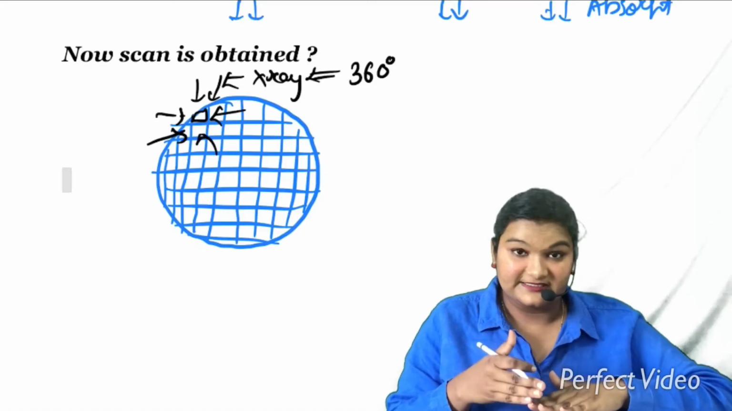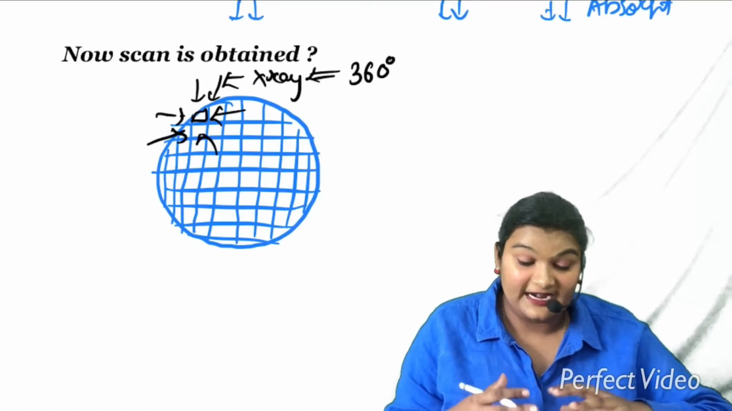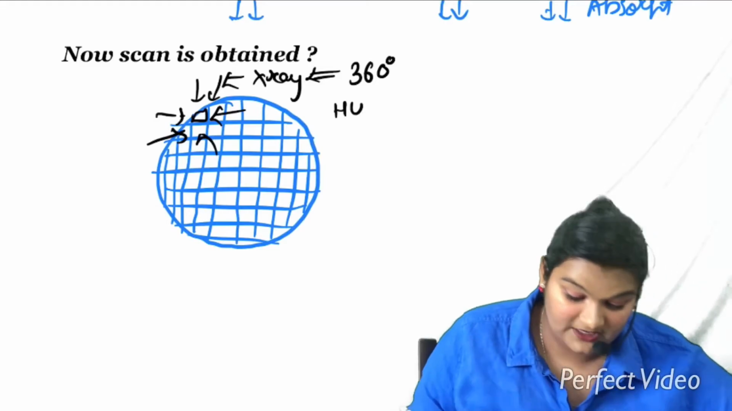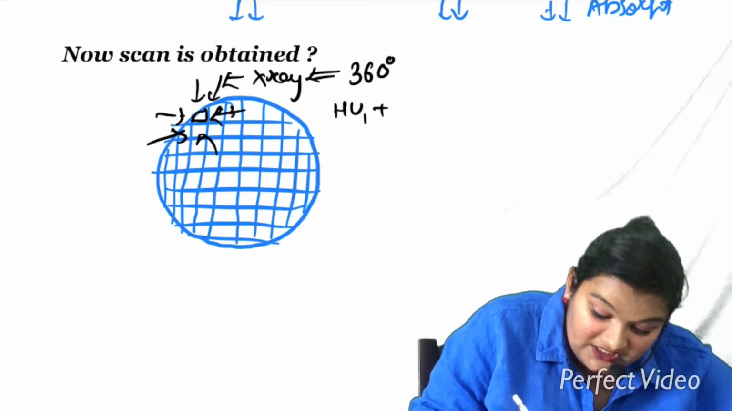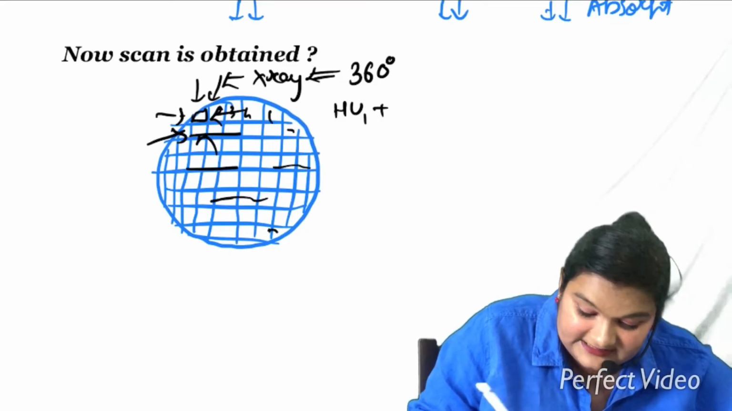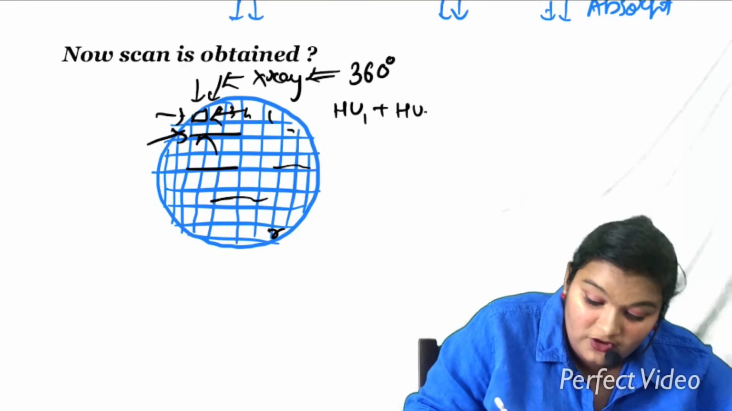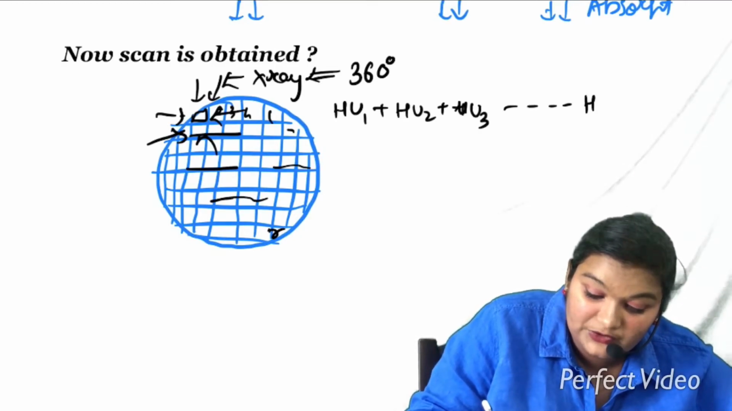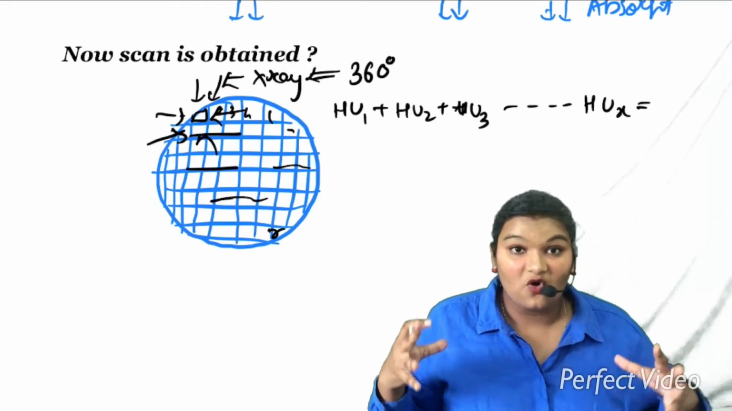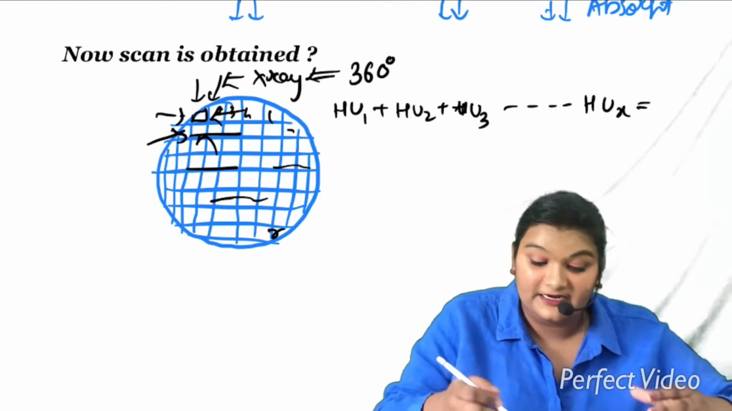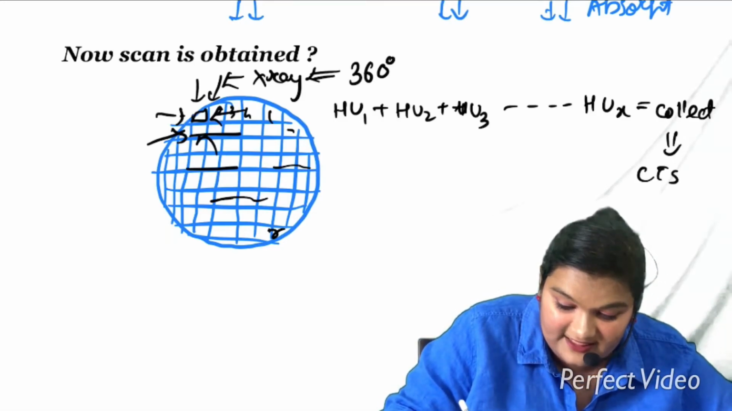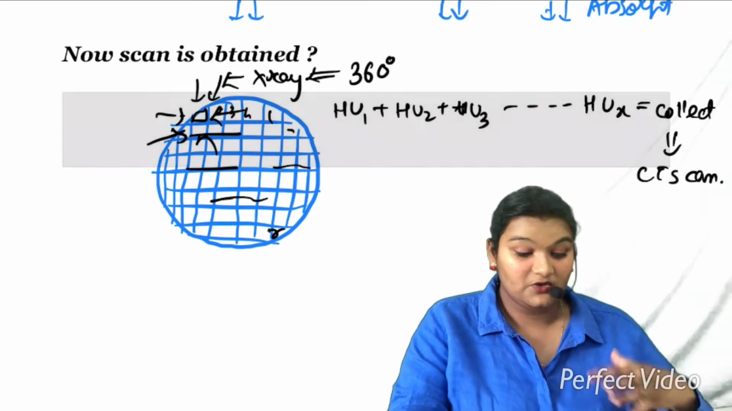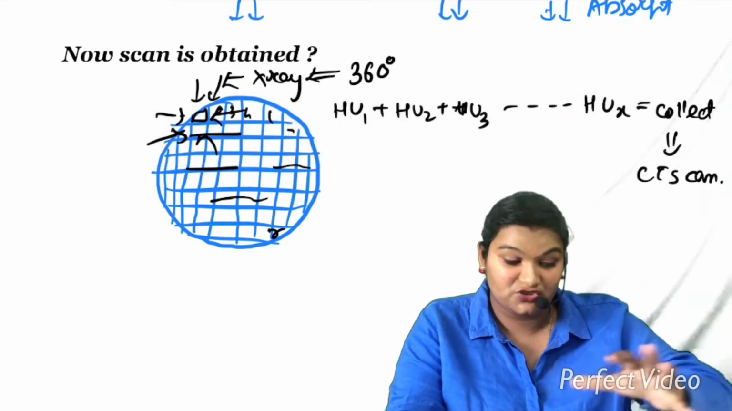By exposing it, the degree of attenuation is calculated. That means the Hounsfield unit is calculated. So suppose this is square 1, so Hounsfield unit 1, and this is square 2, 3, 4, 5, it goes on till x. So Hounsfield unit of 2, Hounsfield unit of 3, it goes till Hounsfield unit x. And when you collect all these Hounsfield units, you obtain the CT scan. Right? So in this way you obtain the CT scan of a particular section of the body.